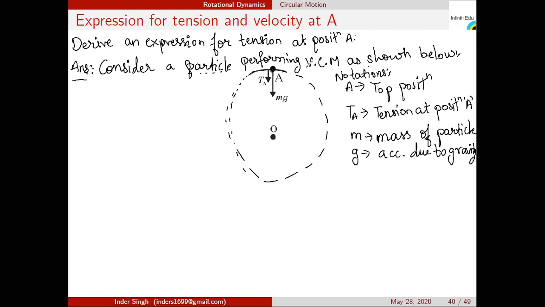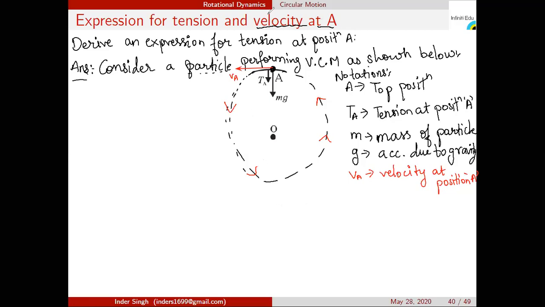You can also write the velocity because velocity is asked. Velocity at position A. So you should draw that velocity vector also. The velocity vector is drawn like a tangent at that position. So this is the tangent at that position, and the particle is performing vertical circular motion in the anti-clockwise direction. So this is the direction of vertical circular motion. That is VA. VA is the velocity at position A.